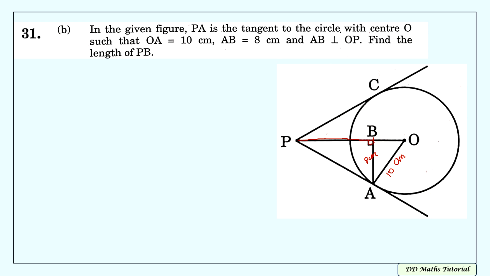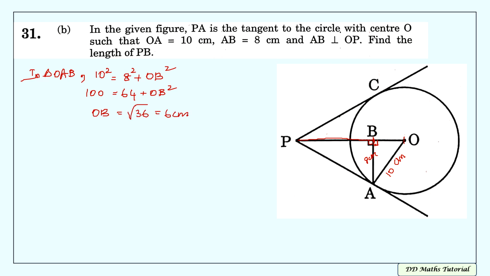So first let us note that this is also a right angle triangle. So we can use Pythagoras theorem here to find OB's length. In triangle OAB, when we use Pythagoras theorem, we have hypotenuse 10 square is equal to 8 square plus OB square. 100 is equal to 64 plus OB square. OB will be equal to root of 36, which is 6 centimeter. So we have got OB's length to be 6 centimeter.